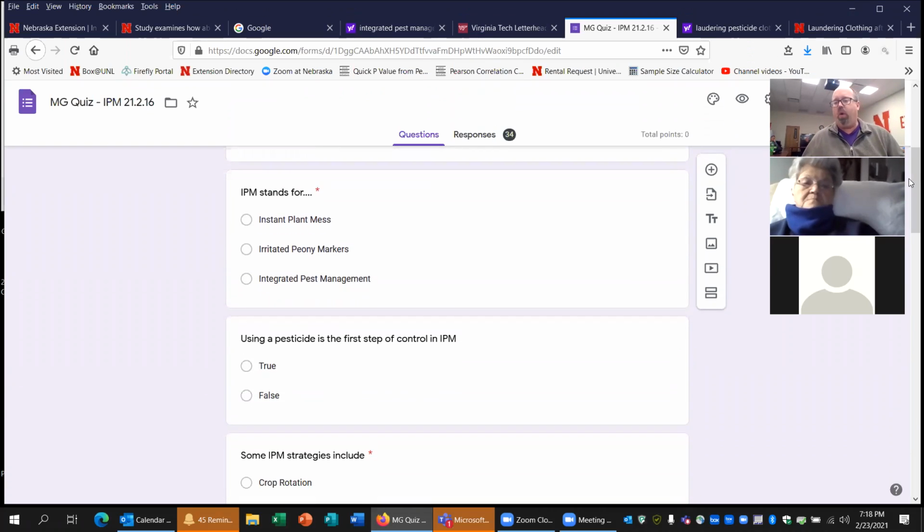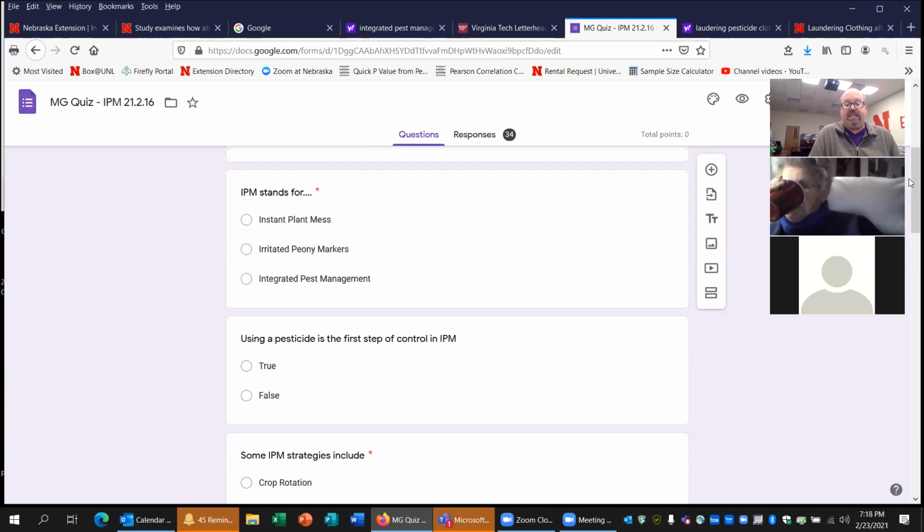So IPM stands for what? Integrated pest management. I tried to make this pretty obvious with some of the other answers. So it is integrated pest management, where we're using the different tools. Whether we're using barriers, crop rotations, mulches, season extenders, specific plants in the right place, or preparing our soil, all those pieces are tools in the toolbox for IPM.